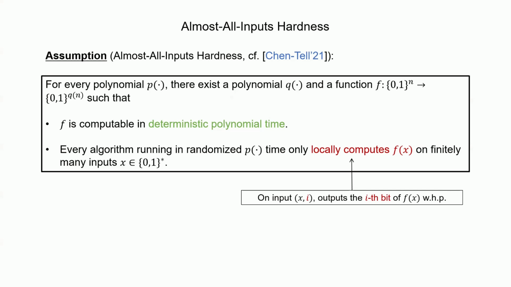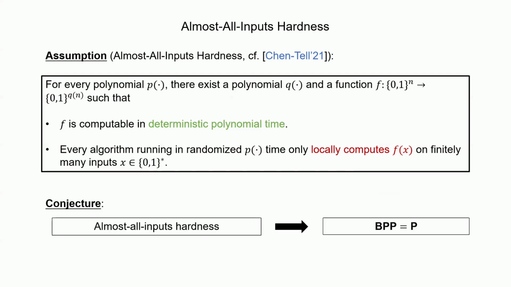Here, locally computes f of x means that for an input x and an index i, it outputs the ith bit of f of x with high probability. Basically, this assumption states that there exists some multi-output function that is computable deterministically in polynomial time, but any randomized algorithm that runs in some smaller polynomial time fails to compute it on all but finitely many inputs. It is conjectured by Chen and Tao that almost all inputs hardness implies de-randomization. However, it is not yet known how this can be proved.